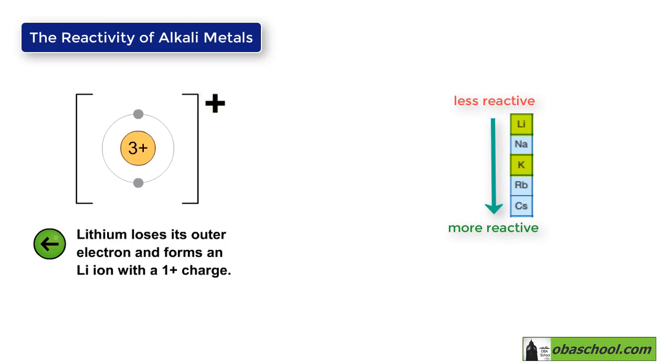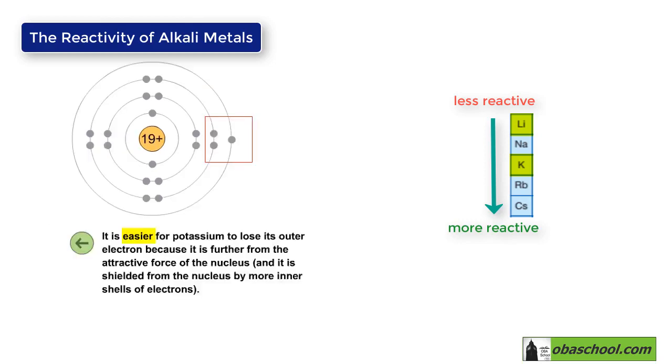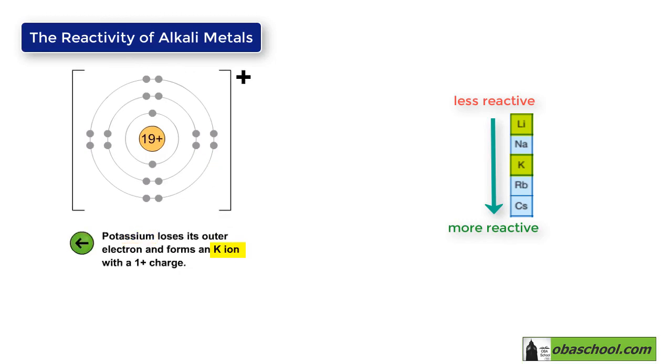Now let's take a look at potassium. It is easier for potassium, which is a K atom, to lose its outer electron because it's further away from the attractive force of the nucleus, and it's shielded from the nucleus by more inner shells of electrons compared to lithium. When potassium loses its outer electron, it forms a potassium ion with a plus charge, so it's the K+ ion.